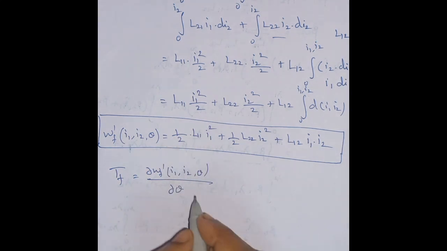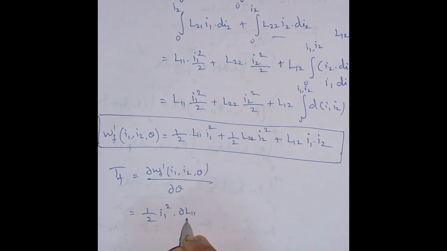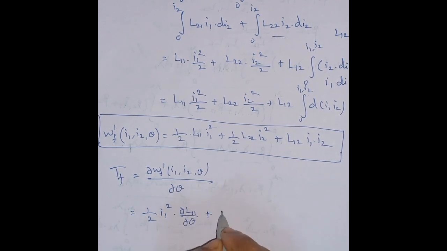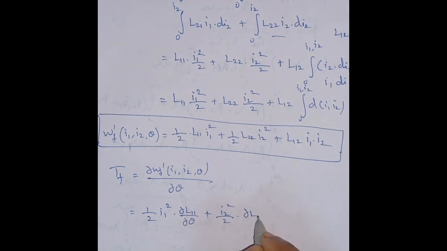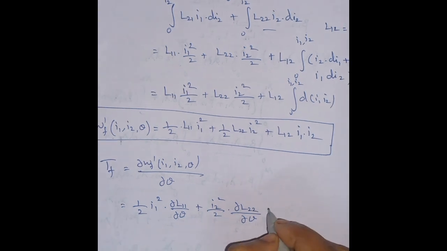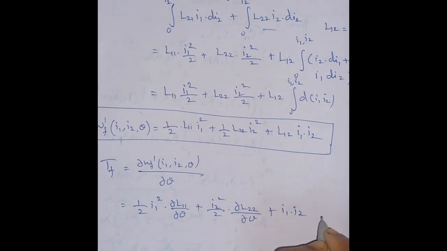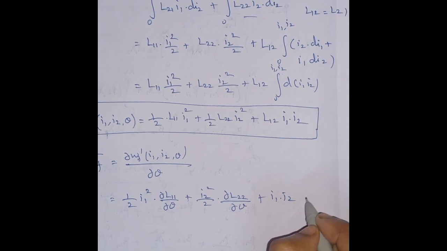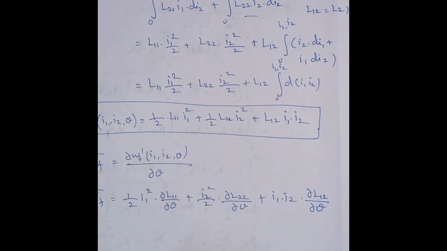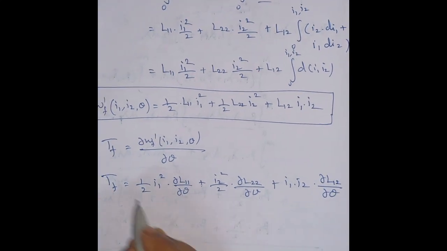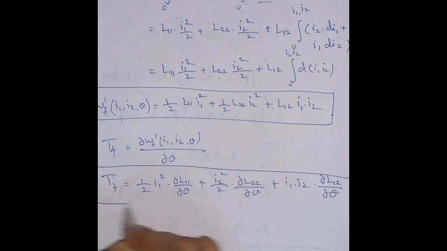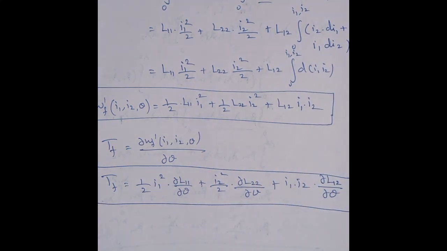So here these two become constant. So I'll get this as 1 by 2 I1 square dou L11 by dou theta, correct? Next, I2 square by 2 dou L22 by dou theta, correct? Again I1 I2 as it is, with dou L12 divided by dou theta. This is the torque produced by the doubly excited system. Okay, so this is very interesting. Hope you understand this concept. Thank you all for watching this.